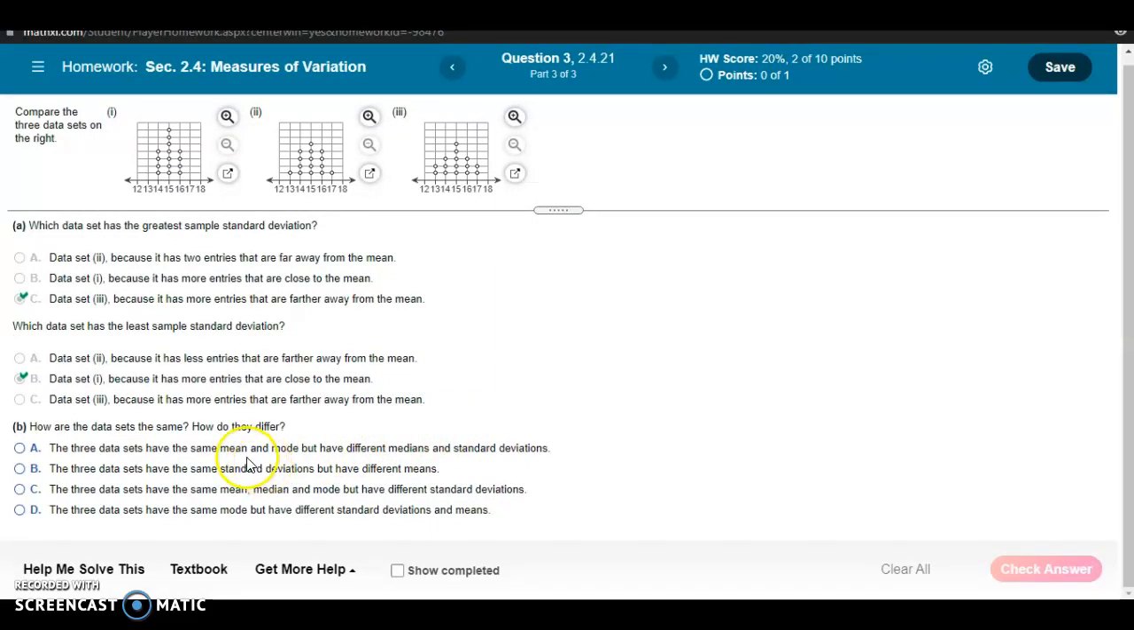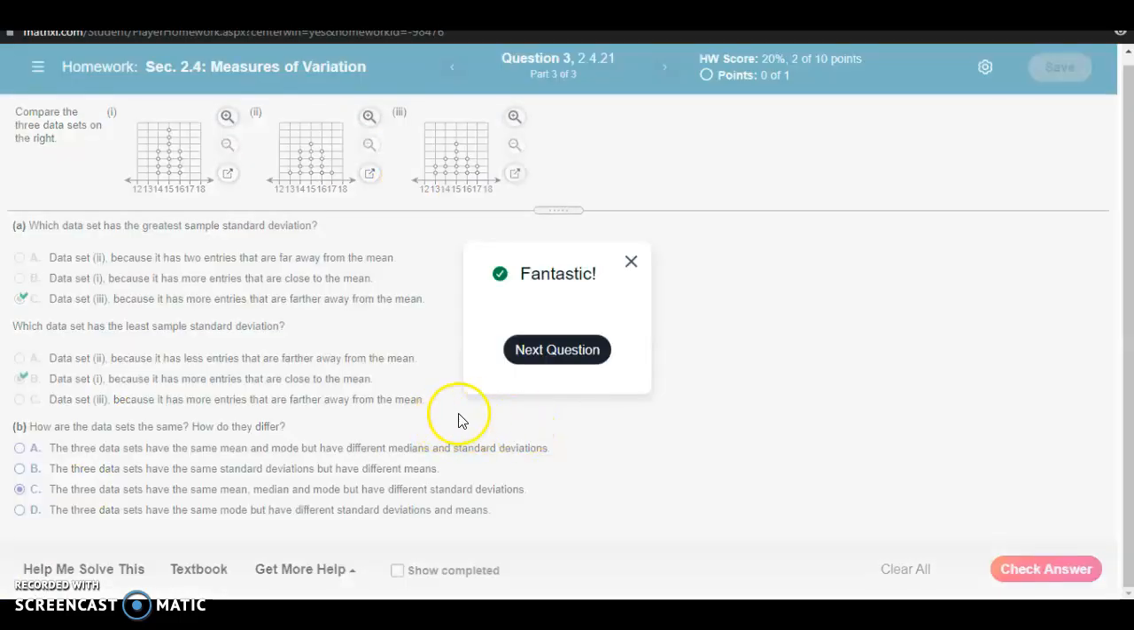Okay, and then lastly, how are the data sets the same? How do they differ? Well, they all have the same mean of 15. Because the data sets are symmetric, the mean, median, and mode are all equal, but their standard deviations are different. So it's option C, that's the correct answer, and that completes this problem.